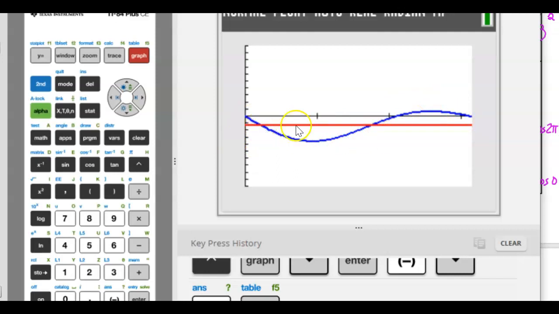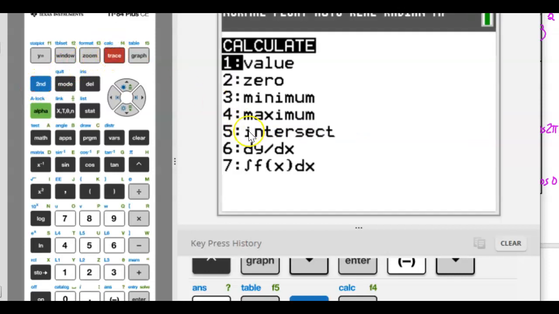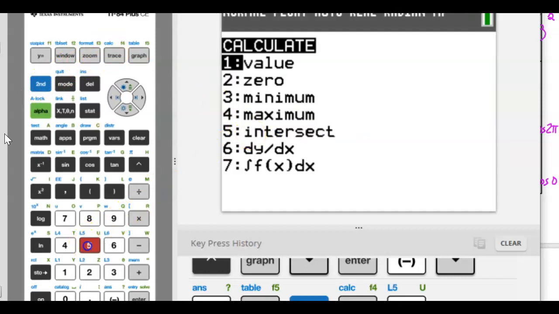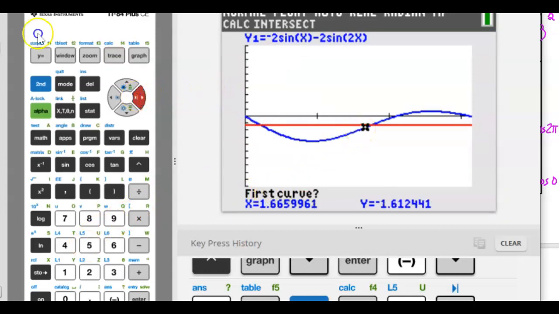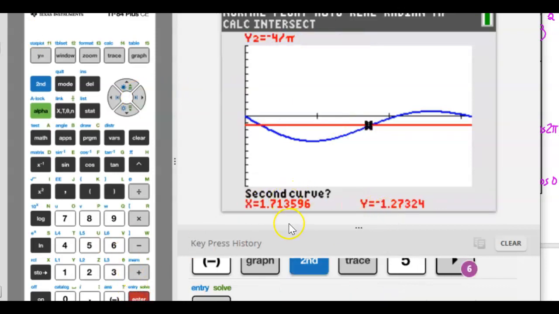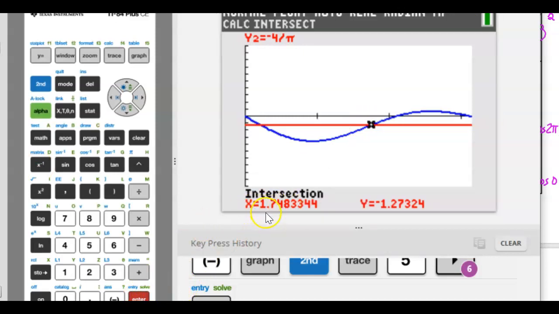So we actually have 2 answers where they intersect. So we're going to find the first one. So we're going to use the calculate feature. So second calc, and we're going to do intersect. So 5. So it's going to say, hey, move your cursor on to where you think it crosses on the first curve. So we're going to move this. I'm just going to pick this one and then hit enter. Then it actually did jump it to the red curve and it said, hey, where do you think it crosses? And it kind of moves it where it does. And then you hit enter again. And so remember, go to 3 places minimum. So 1.748.